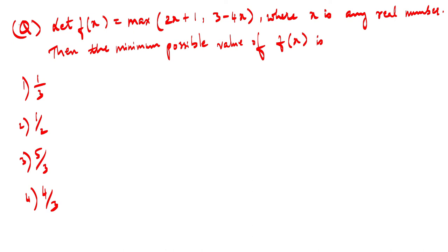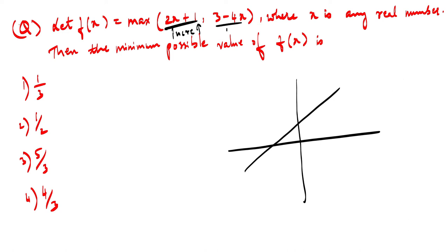Let f of x be the maximum of 2x plus 1 and 3 minus 4x, where x is any real number. Then we are asked to find the minimum possible value of f of x. So 2x plus 1, is it an increasing function or a decreasing function? 2x plus 1 is an increasing function. Why? Because if you keep on substituting values of x, the graph will be like this. And this is a decreasing function, 3 minus 4x, because if we keep on substituting values of x, it will always be declining. Now we are asked to find the minimum value of f of x.